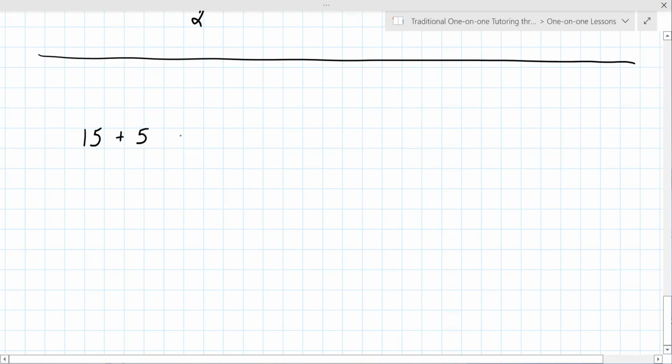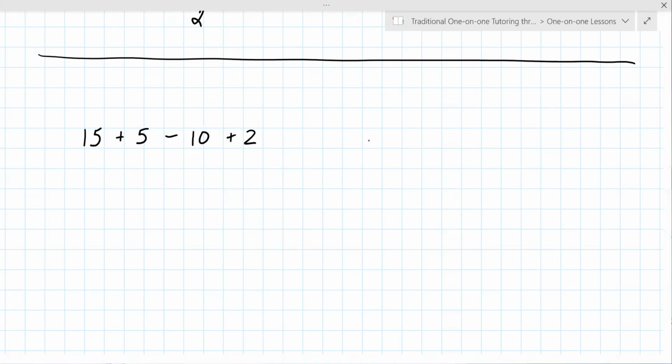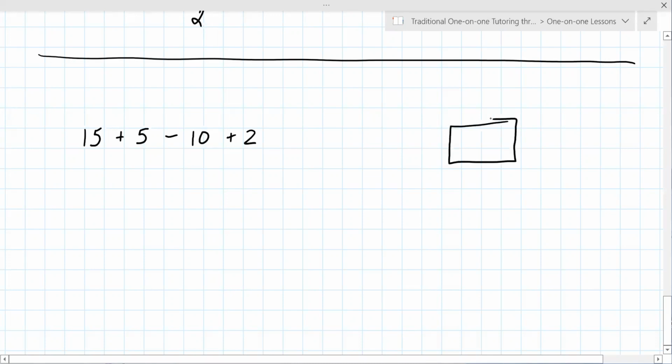15 plus 5 minus 10 plus 2. Yeah, let's try that. Go ahead and work that out on your own, please. 15 plus 5 is 20. And then you take away. So 20, is it, so am I supposed to subtract the 10 and the 2?